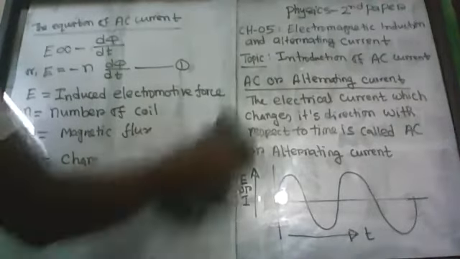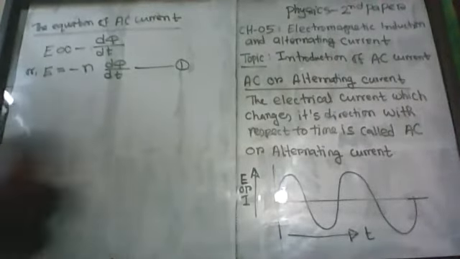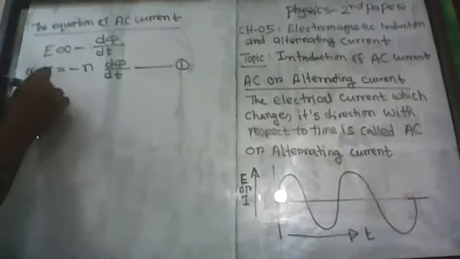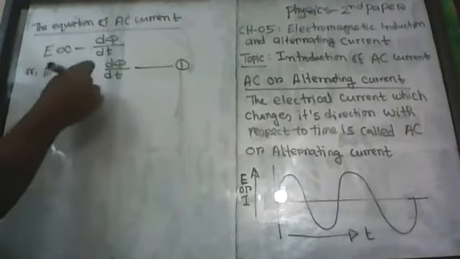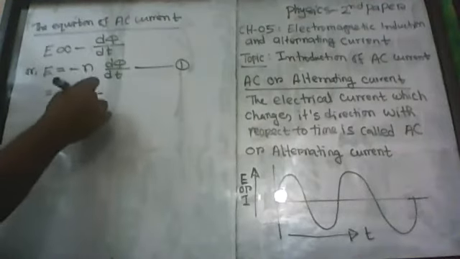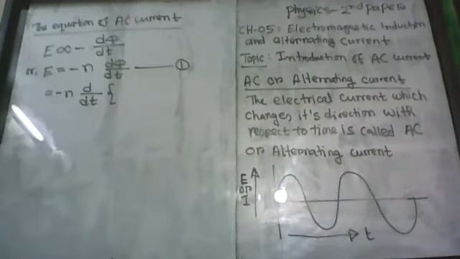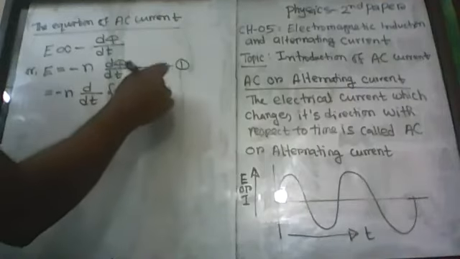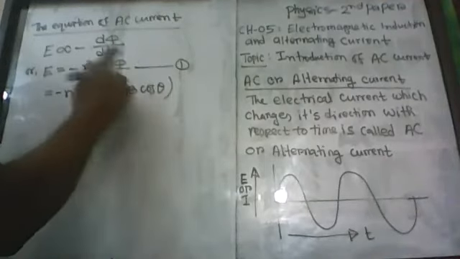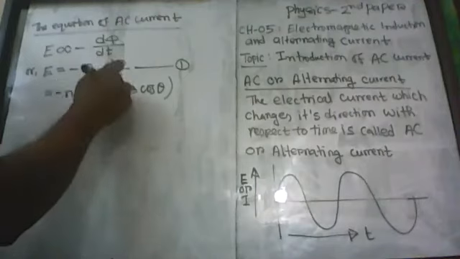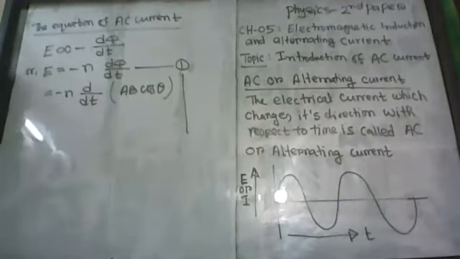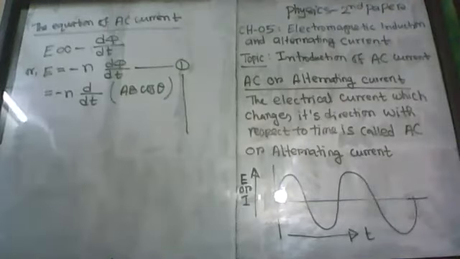Boys and girls, here you know magnetic flux phi will equal to AB cos theta on the basis of my previous lecture. So I can write down here minus n then d dt of, in the place of phi, AB cos theta. And what is the value of theta, boys and girls? You know that very well.